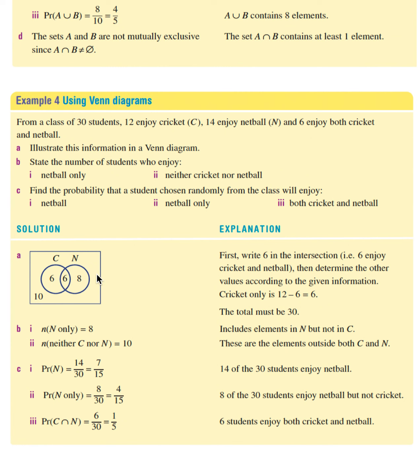We do the same thing with netball. There is a total of 14, but we already have 6 in the middle. So 14 minus 6 leaves us with 8, so the total in netball is 14. So a quick way to then do this is you can do your 6 and your 8 if you like. It's probably the easiest because, remembering, this 12 and this 14 both contain that 6. So 6 plus 6 is 12, 12 plus 8 is 20. We know there's 30 students in the class, so there's 10 who like neither.